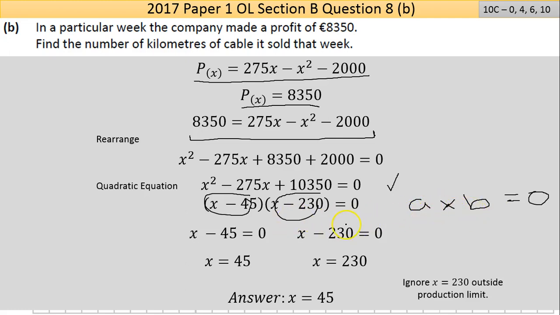Now, if one is 0, could both not be 0? And that means that in that logic, you can basically split these into two different equations. You have x minus 45 equals 0. Bring the minus 45 across, being subtracted on the left, becomes plus 45 on the right. Same thing with the minus 230, subtracted on the left, comes across the equal, it becomes the opposite. They're my two factors, so x is 45 kilometers of cable or 230 kilometers of cable. But we can ignore x is equal to 230 because you're told in the question statement that 230 is outside the production limit. So my answer is x equals 45.